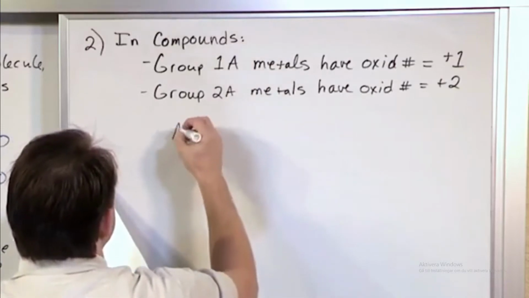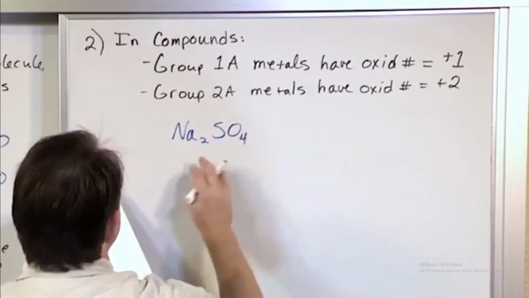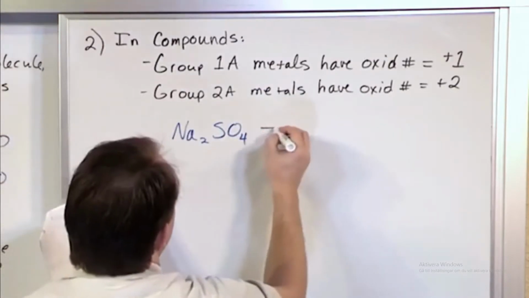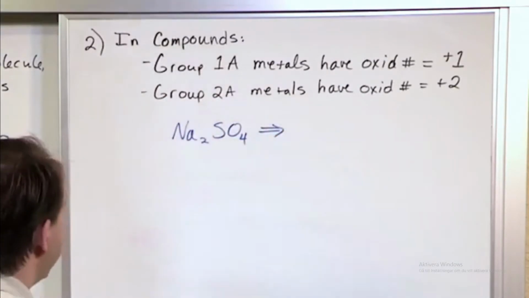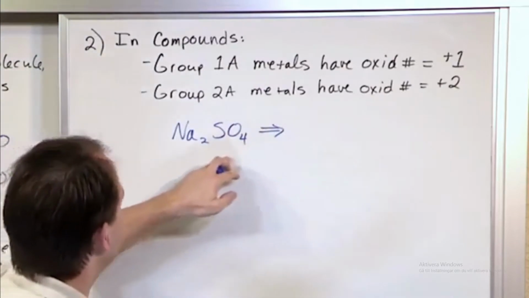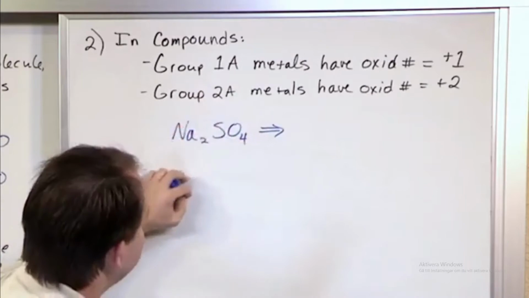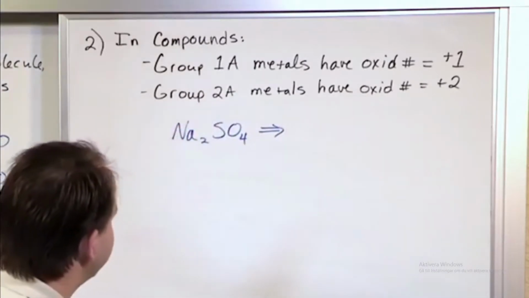What if I have sodium SO4, Na2SO4? What this is saying is when I look at this, I'm going in priority order, right, if I were to look at it. So what it's telling me is this is a neutral compound, Na2SO4. It's not an ion, so the sum of all these oxidation numbers is going to be equal to 0. That's rule number 1.